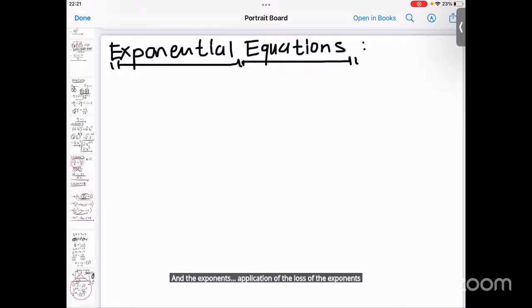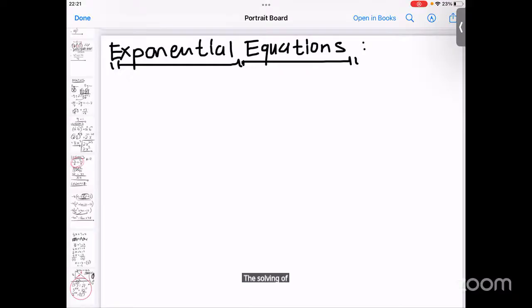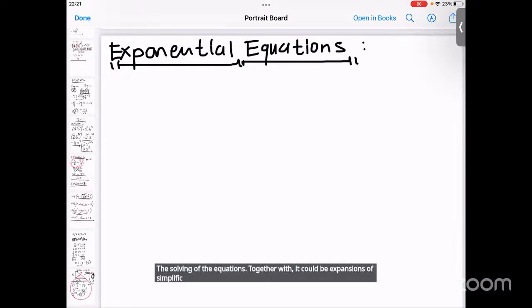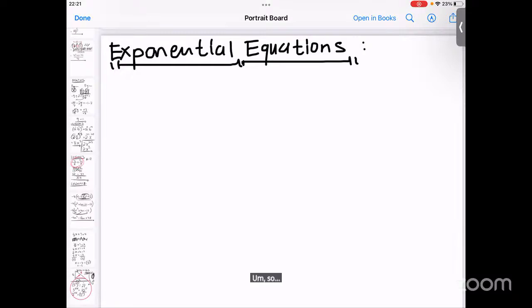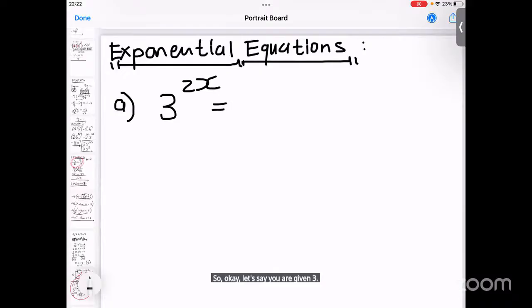Not only that, but also the solving of the equations together with, it could be expansions or simplifications. So I've got just a few examples here that I would like to do, and then from there I will give you a lot of similar problems to solve. So, okay, let's say you are given 3 to the exponent of 2x, which is equated to 9.